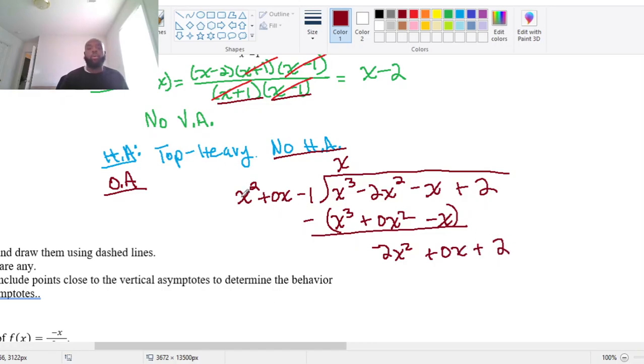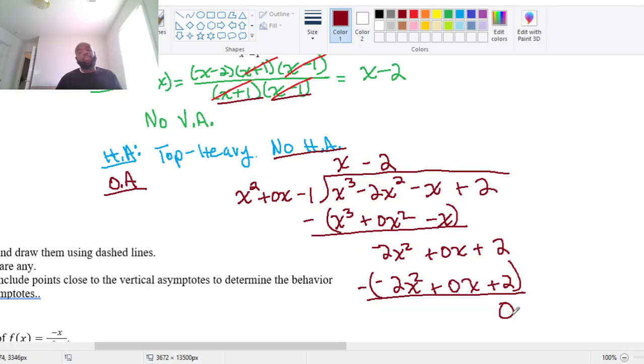And so now I divide this into that. I get a negative 2. Negative 2 times x squared is a negative 2x squared. Negative 2 times 0 is a 0x. Negative 2 times a negative 1 is a positive 2. And I subtract and I get 0. All right, now we could have already known that. We got a remainder of 0.